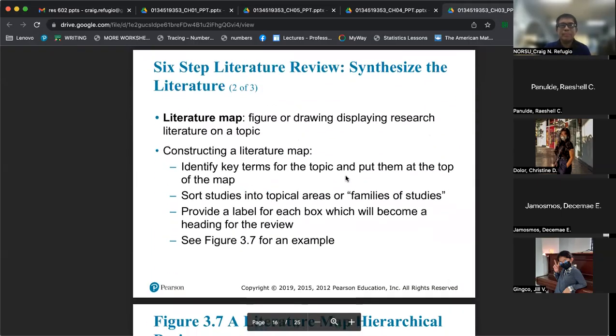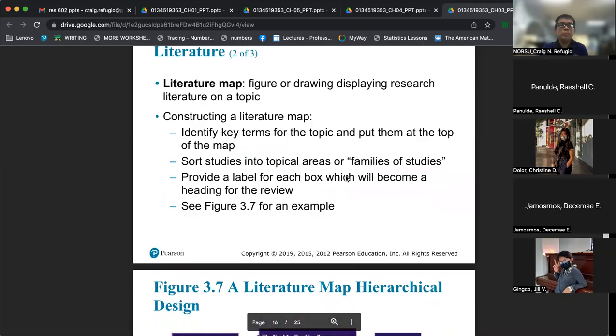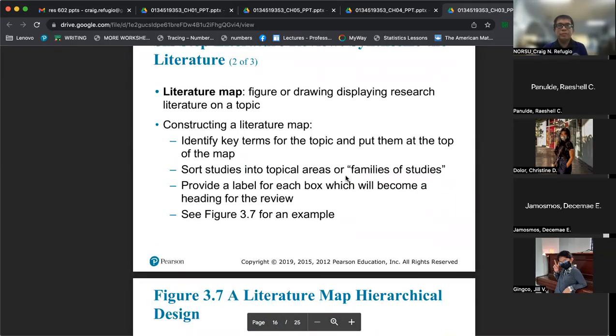So we have the literature map. You are going to look into a figure or drawing displaying research literature on a topic. In constructing a literature map, identify key terms for the topic and put them at the top of the map. Sort studies into topic areas or families of studies. Provide a label for each box, which will become a heading for the review.